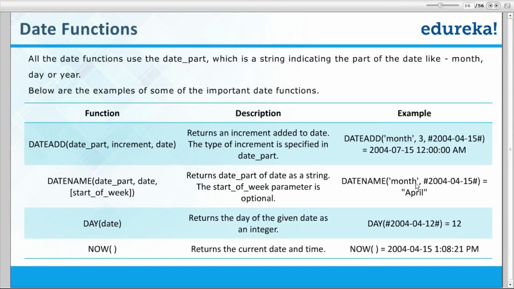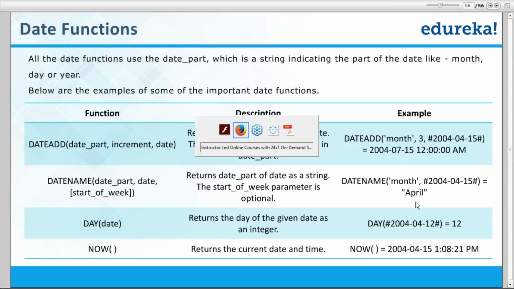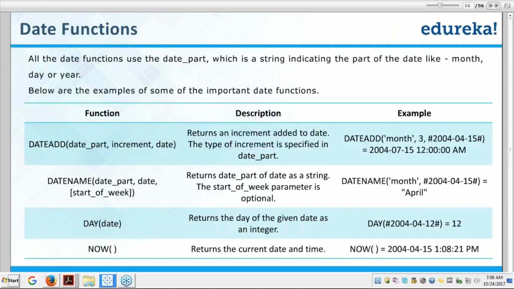It's asking the date name, what is the month from this date? It is April. So I'm just taking the month alone here. For example, this can be used for many other cases. A live example would be in certain scenarios where you wanted to extract the month and day alone, or month and year alone. When you wanted to extract, you can use a concatenation symbol and use this date name there.